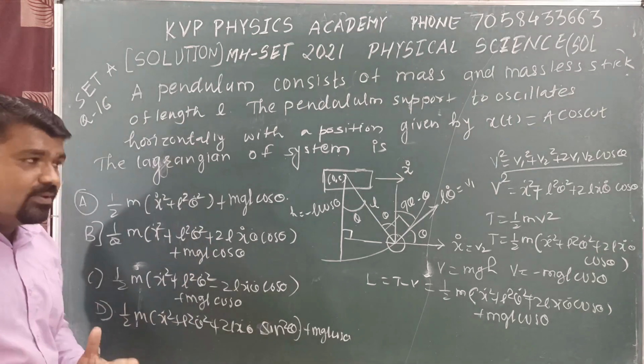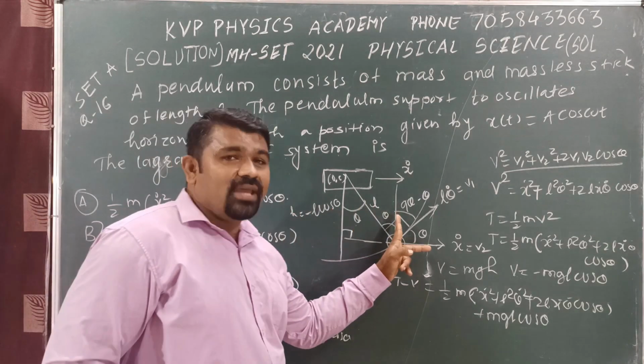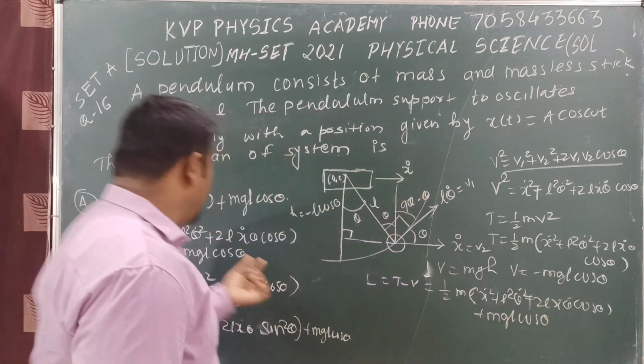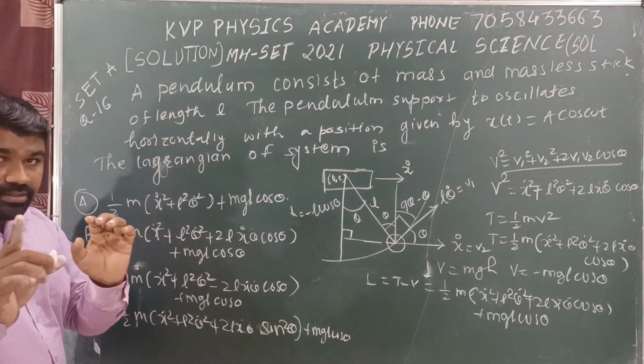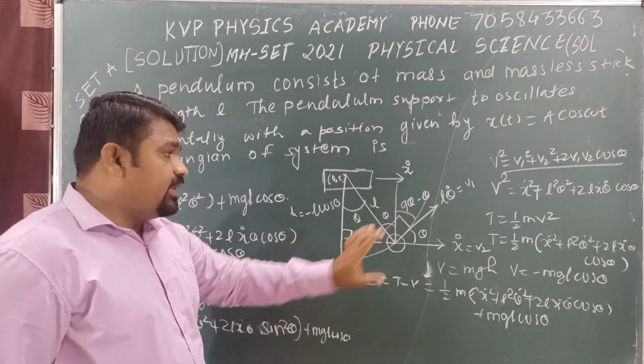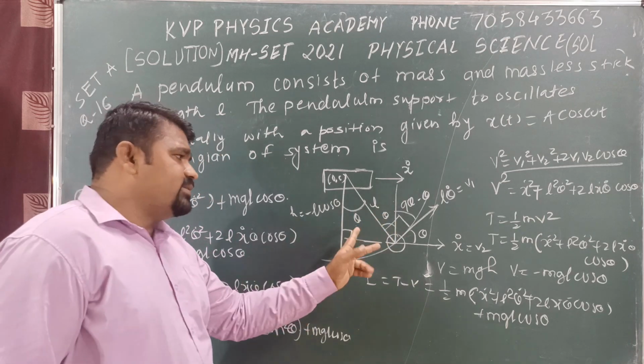This option is correct if suppose the angle between them is equal to 90. Then cos 90 is 0, second part 0. Simply the answer is x dot square plus L square theta dot square. Always memorize. But this angle doesn't become 90. A 90 angle is not possible here. Okay? Understood?